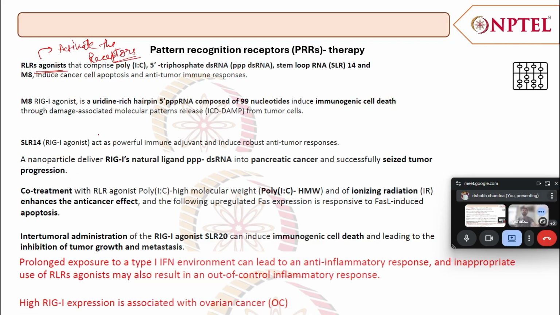Okay, so these comprise poly IC, which will have a 5' triphosphate double stranded RNA, or a stem loop RNA, stem loop RNA 14, and M8. So these are the agonists that can activate RLRs without any direct reaction with the RNA viruses or the RNA particles that are present in our body.